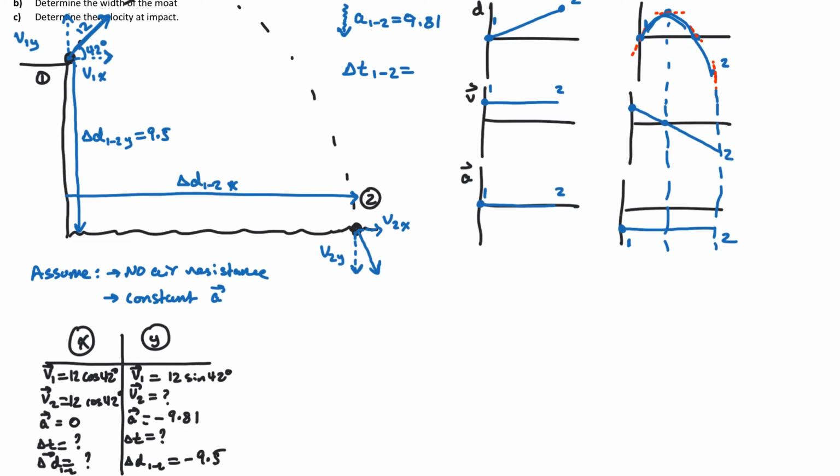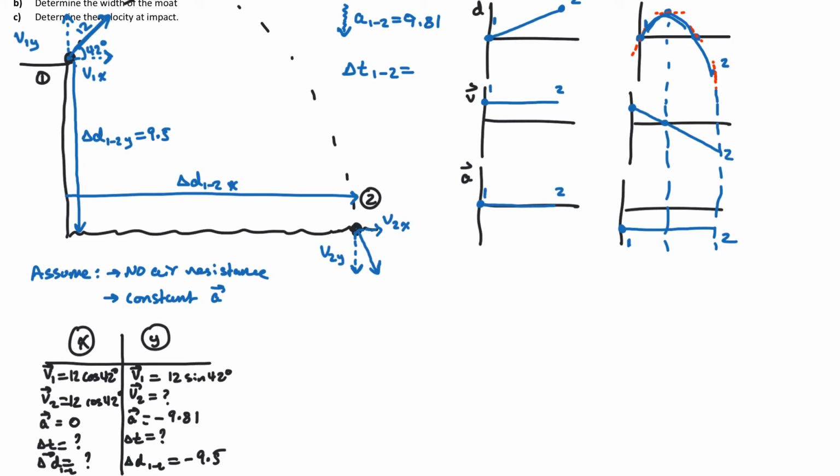That is negative 9.5. And I know that because it's going from 1 to 2, so it's going down, and my positive direction for my sign convention is up. So I have to choose a negative value.